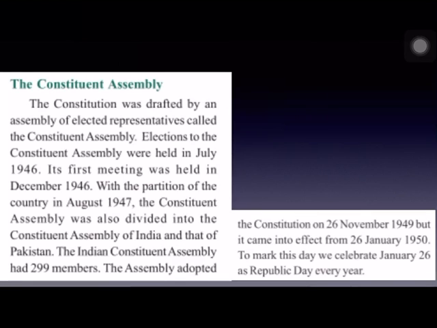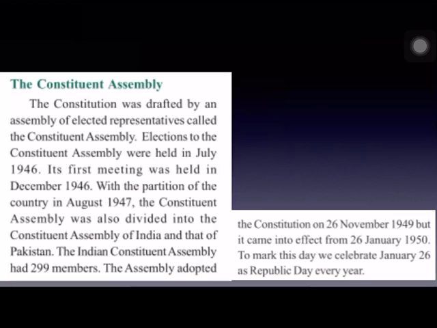Now, the Constituent Assembly. To prepare the Constitution of India, the Constituent Assembly was set up, and it was an assembly of elected representatives. Elections to the Constituent Assembly were held in July 1946, and its president was Dr. Rajendra Prasad. Its first meeting was held in December 1946.